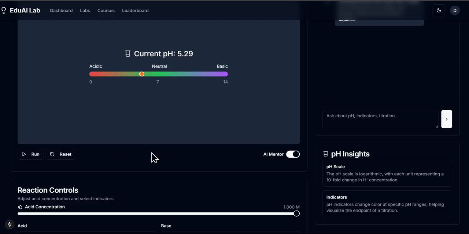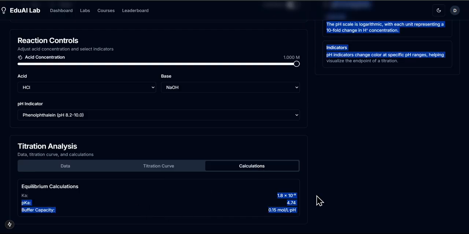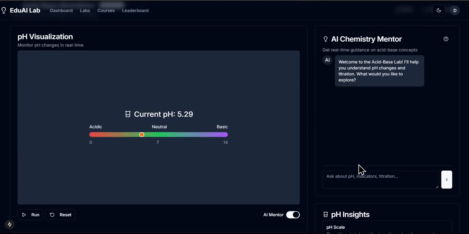Decreasing. Now I'll pause the reaction. It will give you the current readings, the pH value, the concentration of H+ ions, and the time that has taken, and all the calculations. For all the calculations, these are the values that have been given. Now we can also chat with Gemini here.